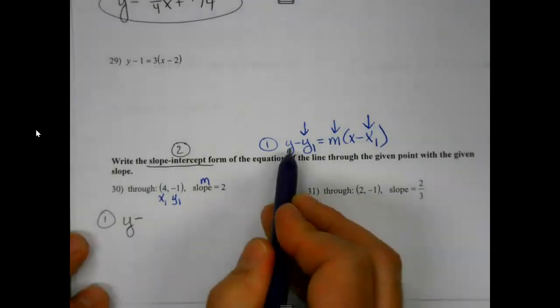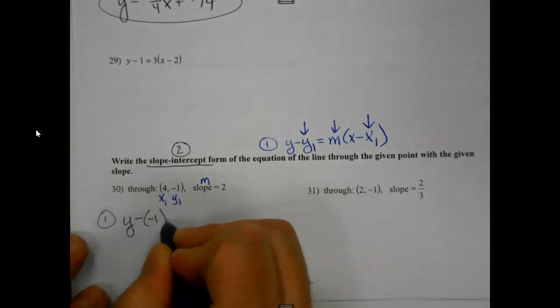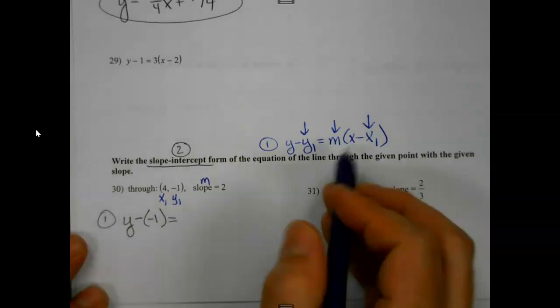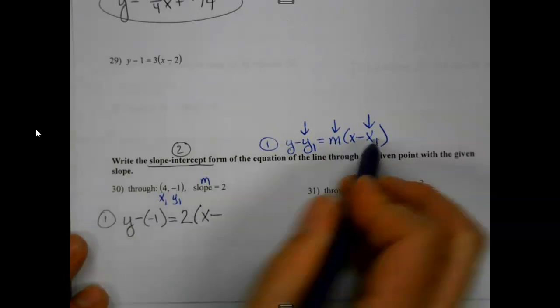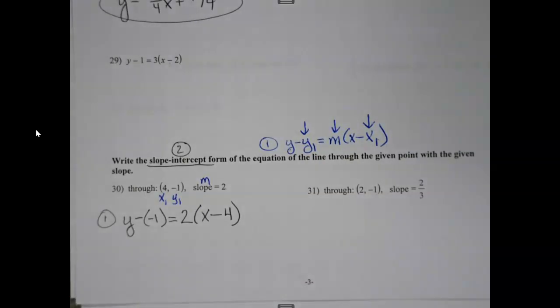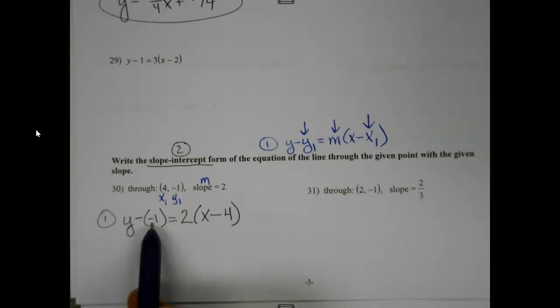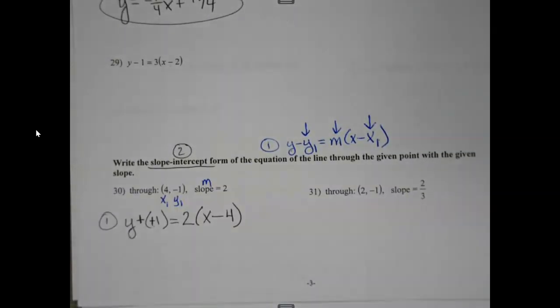So y minus, because I don't plug into the regular y, y1 is -1, equals m times x minus x1, which is 4. Here's one thing I want to help clean up, because in the last quiz, this was probably the most missed thing, and I want to make sure we fix it. What happens when you minus a negative? This becomes plus a positive. Double negative makes a plus. It's like you take the second negative and you turn it sideways, and it makes the plus for you.